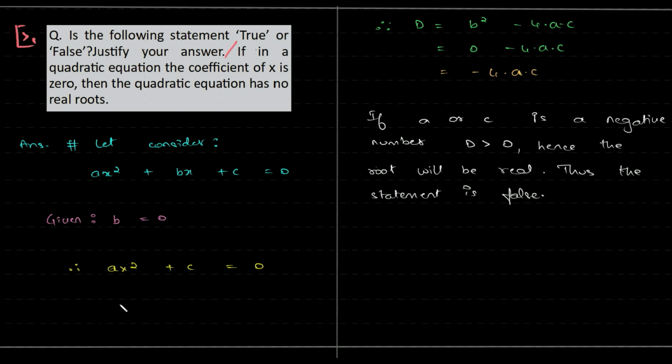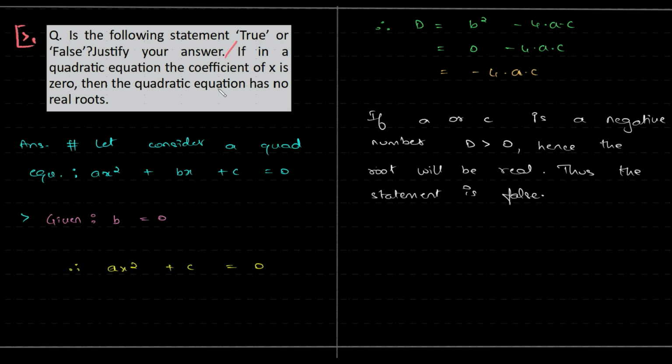So such reasoning has to be given. Right, let's consider a quadratic equation. Actually, we need to write that also. So it's given this, we have b is equal to 0. And so we have ax square plus c equal to 0. I'm just simplifying this. Therefore d, what happens to d? D turns out to be a negative expression. But it becomes a positive value if a or c, either of these, is a negative number. Hence roots can be real.